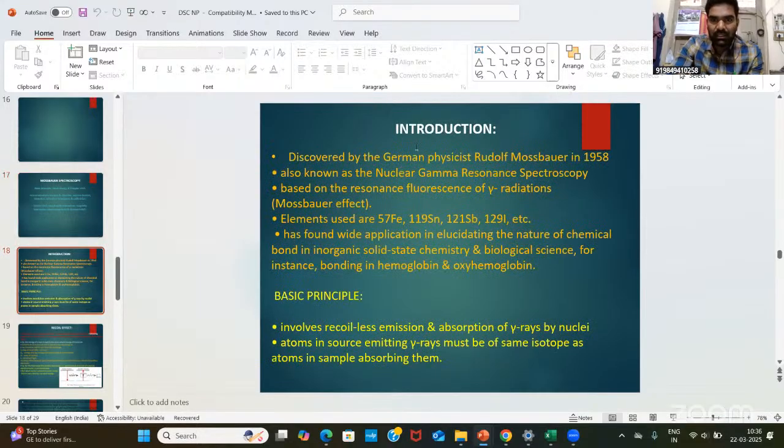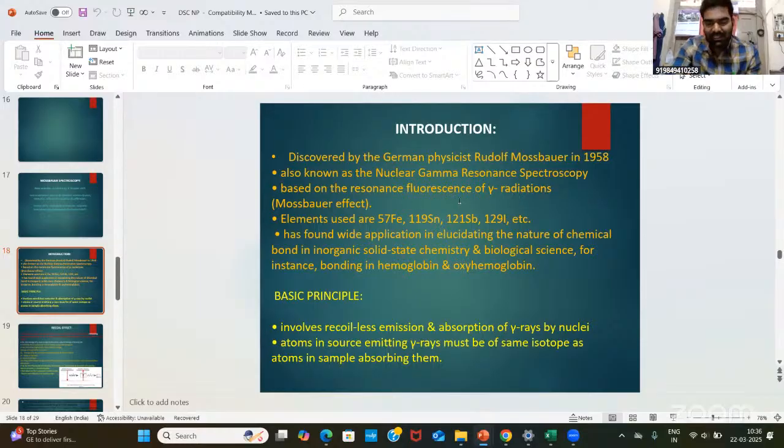Mössbauer spectroscopy was discovered by a German physicist called Rudolf Mössbauer in 1958. This is also known as nuclear gamma resonance spectroscopy. So we can say Mössbauer spectroscopy is also called nuclear gamma resonance spectroscopy, based on the resonance fluorescence of gamma radiations.